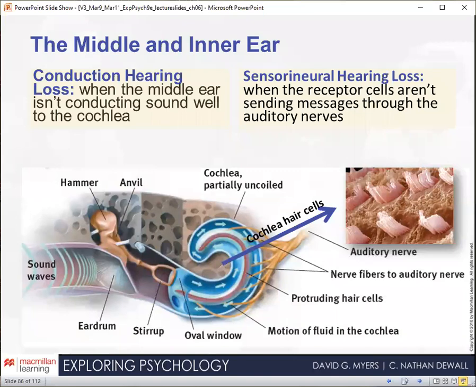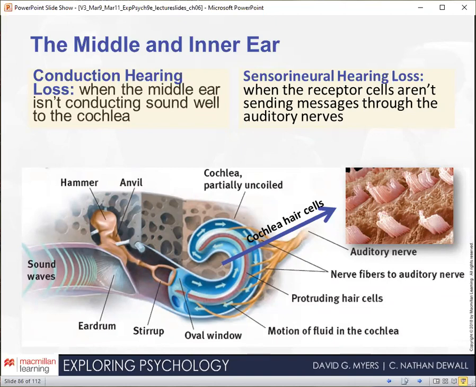So we see the stirrup here and the oval window. The fluid is moving around the basilar membrane that has the hair cells on it. Here's what the hair cells sort of look like, cochlear hair cells. And as they bend, they fire a neural impulse, the axons of which form the auditory nerve, which then will go through the process of ultimately getting to the temporal lobe where the information can be processed.